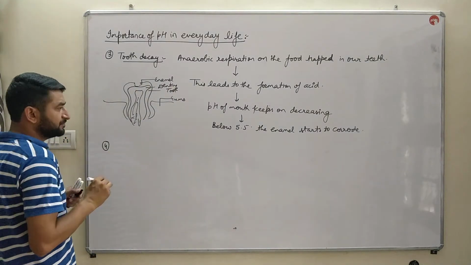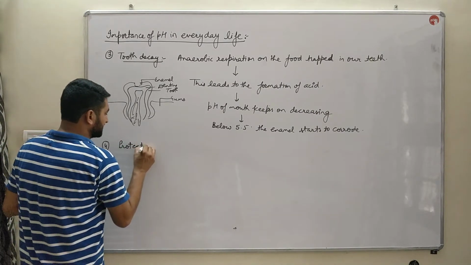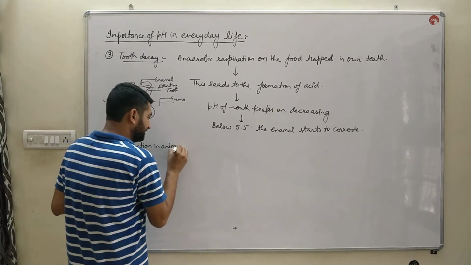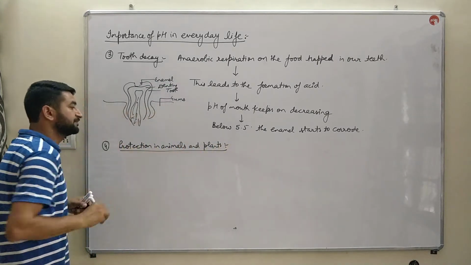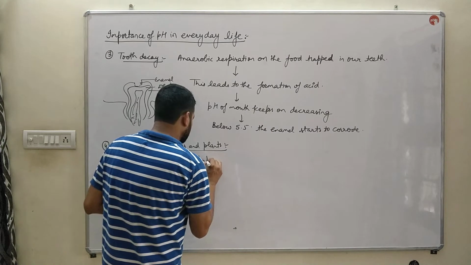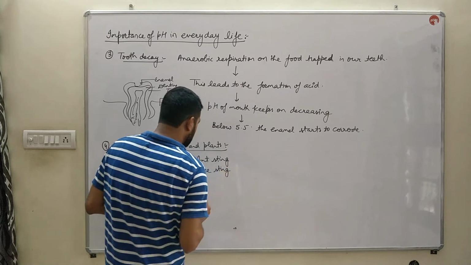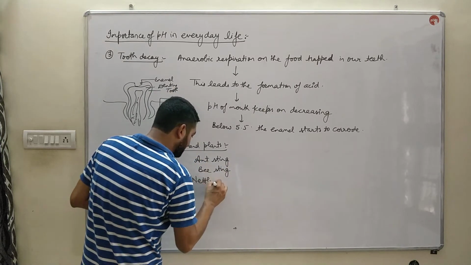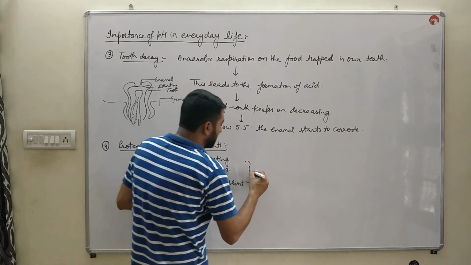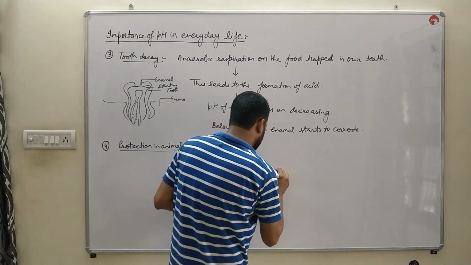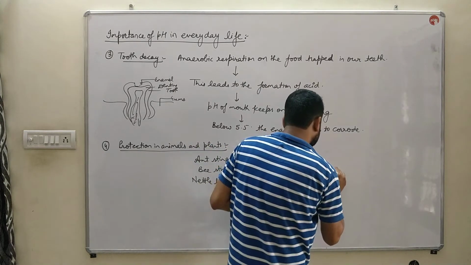The fourth thing which we have to discuss is protection in animals and plants. A very important 1 mark question is also formed from this topic, बच्चे. Certain animals like ant, honeybee, and plants like nettle leaf plant, they release acid. Which acid? Formic acid. It is also known as methanoic acid.